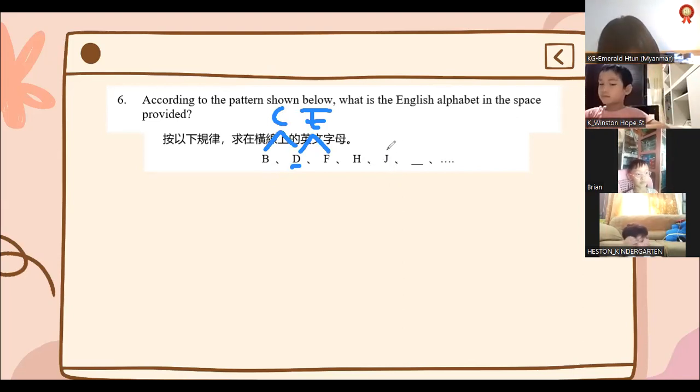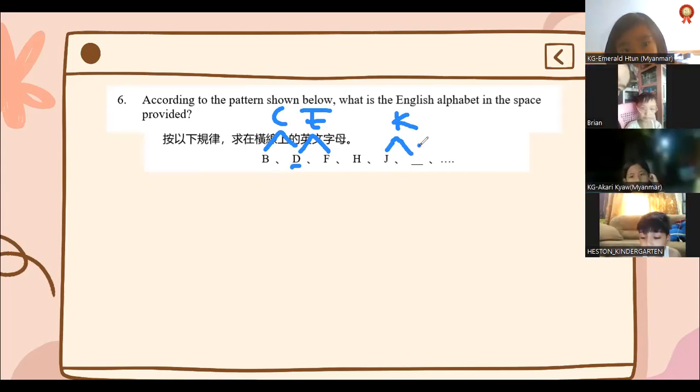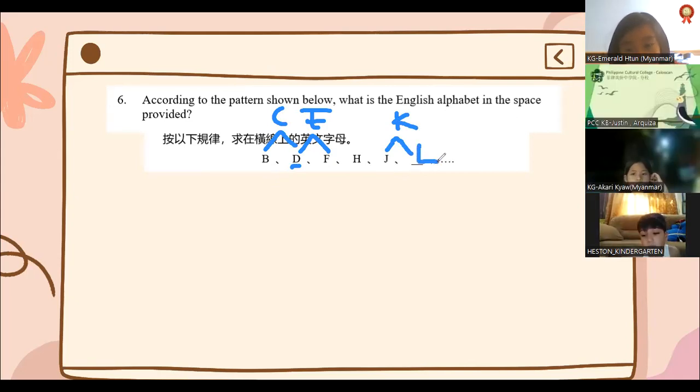Since we are here at J, meaning we have to skip one letter. So what's the next letter after J? K. Very, very good. K, and after K, the letter is? L. Okay, so that is how you got the letter L. You have to skip one letter and then proceed to the next letter, and that letter is going to be here in your series. So that is the pattern.